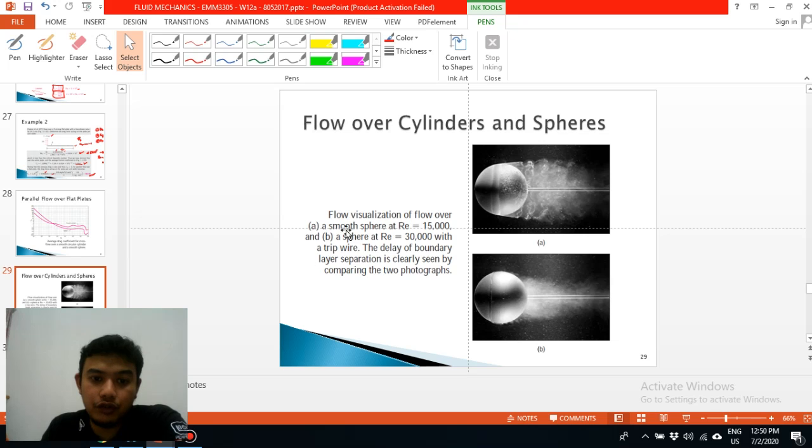Okay, this picture shows the flow visualization of flow over A, a smooth sphere at a Reynolds number of 15,000, and B, a sphere at a Reynolds number of 30,000 with a striped wire. So the delayed boundary layer separation is clearly seen in the comparison of the two. If you can see here, there is separation of flow happening here. For lower Reynolds number it is much clearer compared to the high Reynolds number.